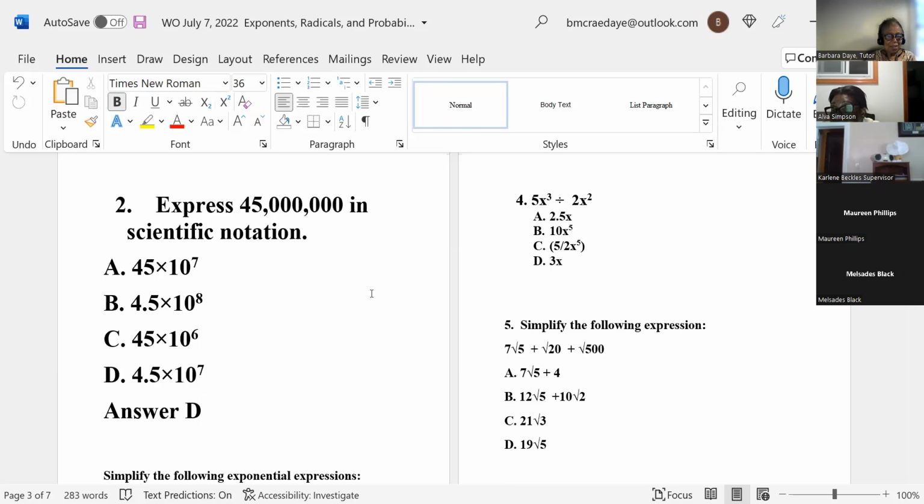Let's try A. Why couldn't it be A? Because they give you 7 too. Yes, but remember I said the first number has to be less than 10. That's a 45. That is more than 10. Remember, Alva, I said it has to be less than 10. 45 is greater than 10. That's why it can't be A.